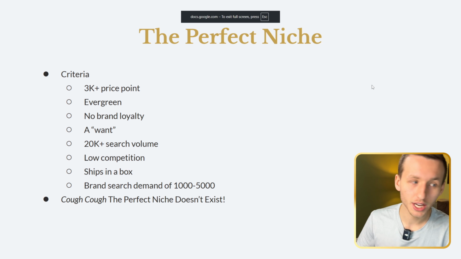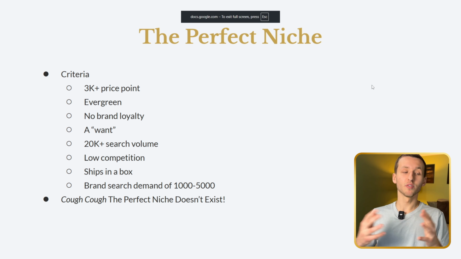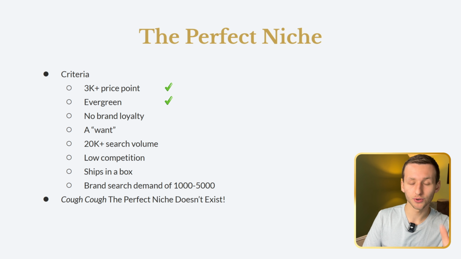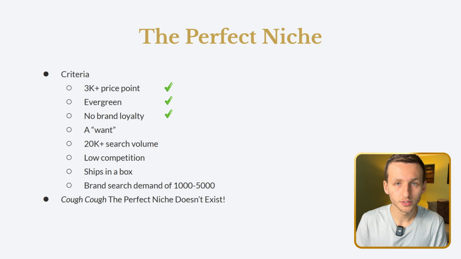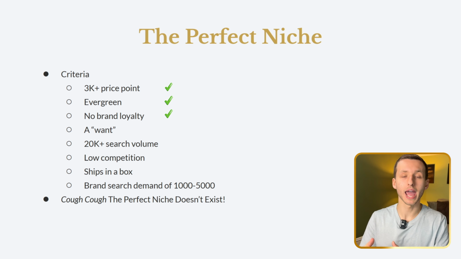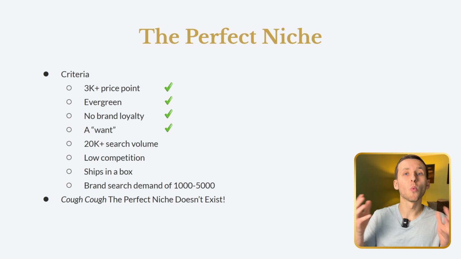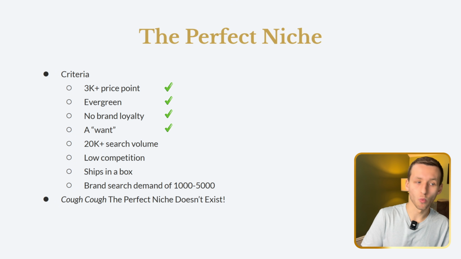What is the criteria of a perfect niche? Well, in a perfect world, the perfect niche has a $3,000 plus price point, evergreen product. So it sells just as good in January, February as it does in September, October, November. There's no brand loyalty. So it's not like Apple, where people will always buy Apple. They won't buy a phone that looks like Apple. They want Apple. A want. So a product that people don't need, but they want.